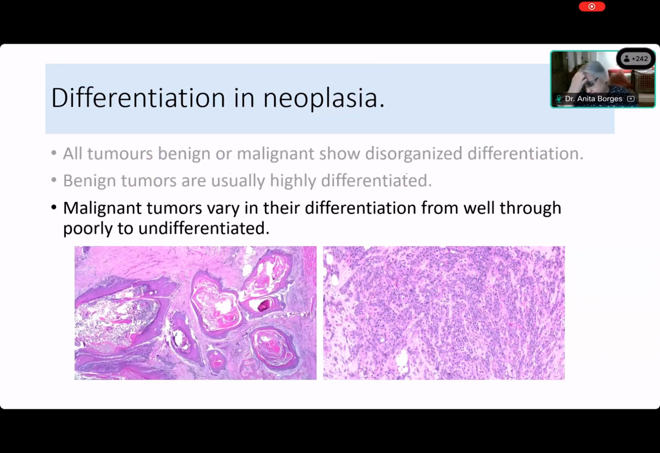All right, let's also look at malignant tumors. Malignant tumors vary in their differentiation. Some of them can be very well differentiated, and others can be less well differentiated to poorly differentiated. So now, Navneet, you're in second year, tell me what tumor we are looking at here? What's the tumor on the left-hand side and what's the tumor on the right-hand side?